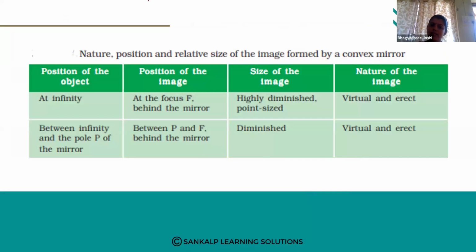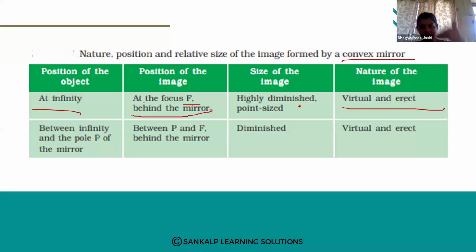Next one. Nature, position and relative size of the image formed by a convex mirror. So convex mirror. Position of the object: when you keep it at infinity, then the position of the image is at the focus F and it is behind the mirror. It is a convex mirror. So the image will form behind the mirror and it is highly diminished. It is point sized and it is virtual and erect. In case of convex mirror, we are going to get virtual and erect.